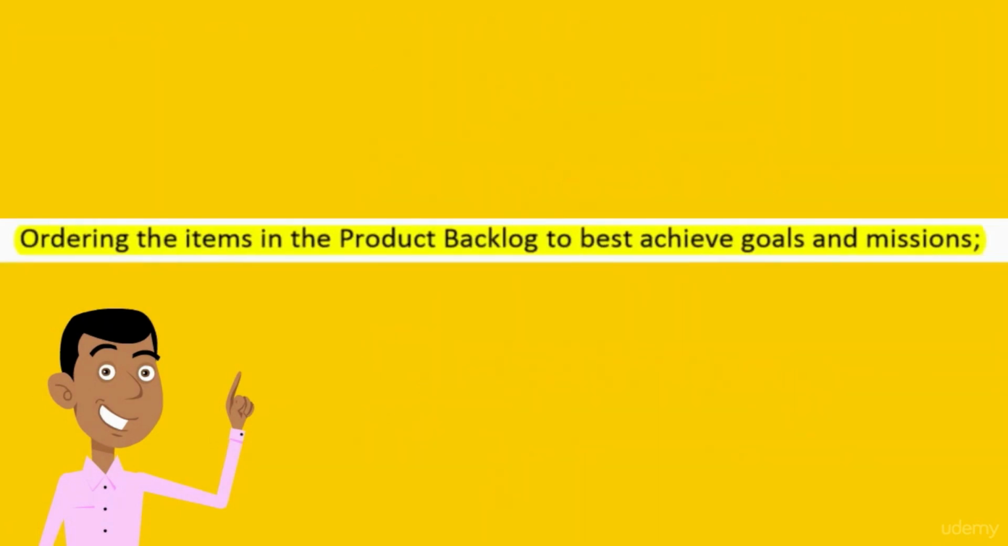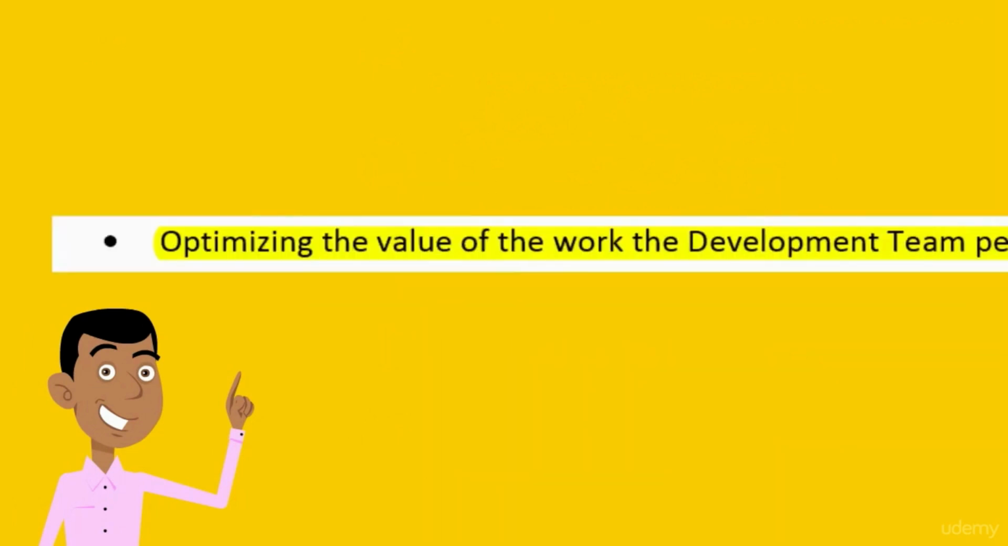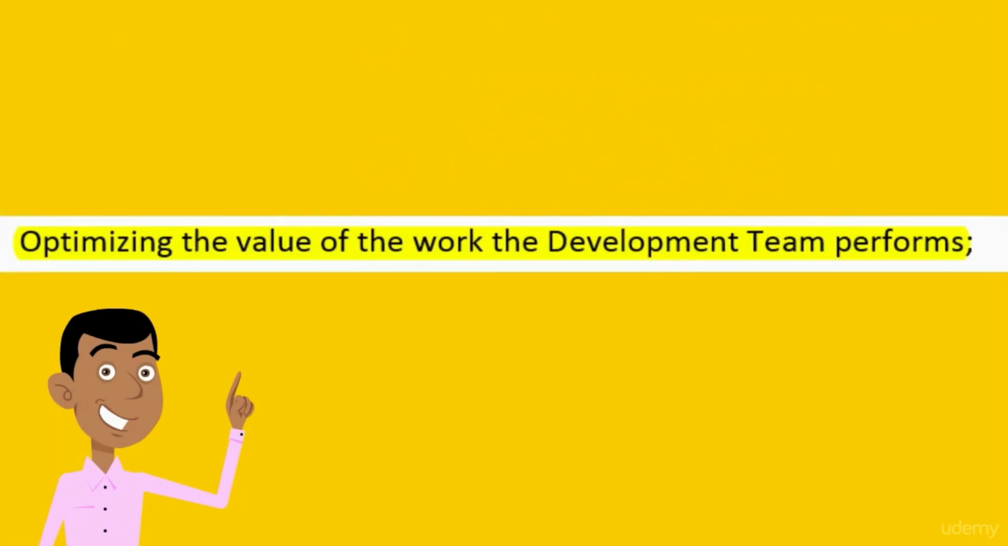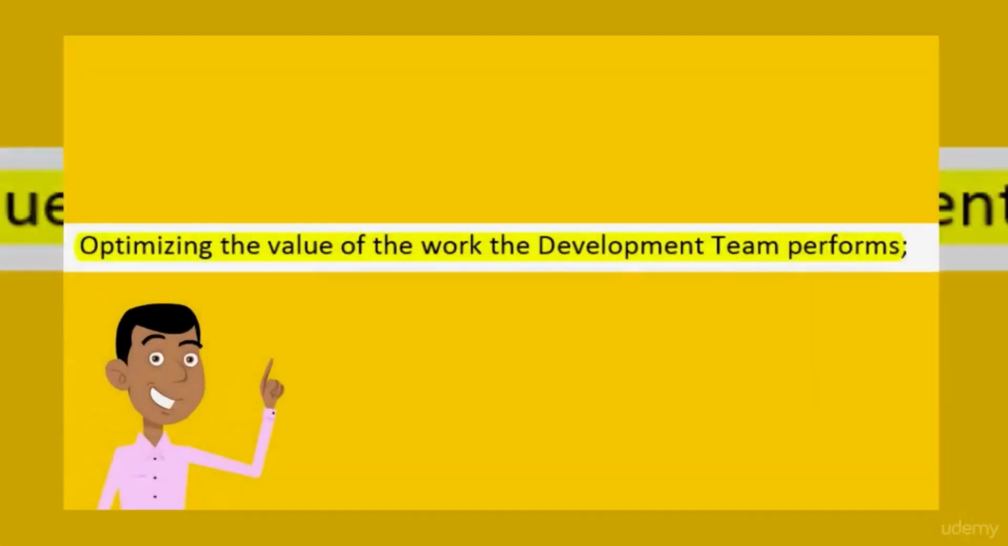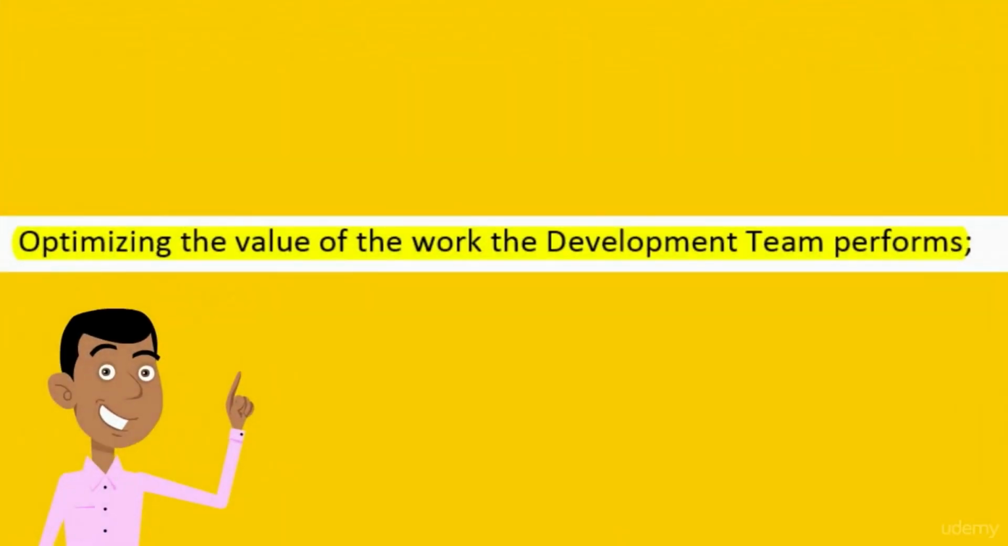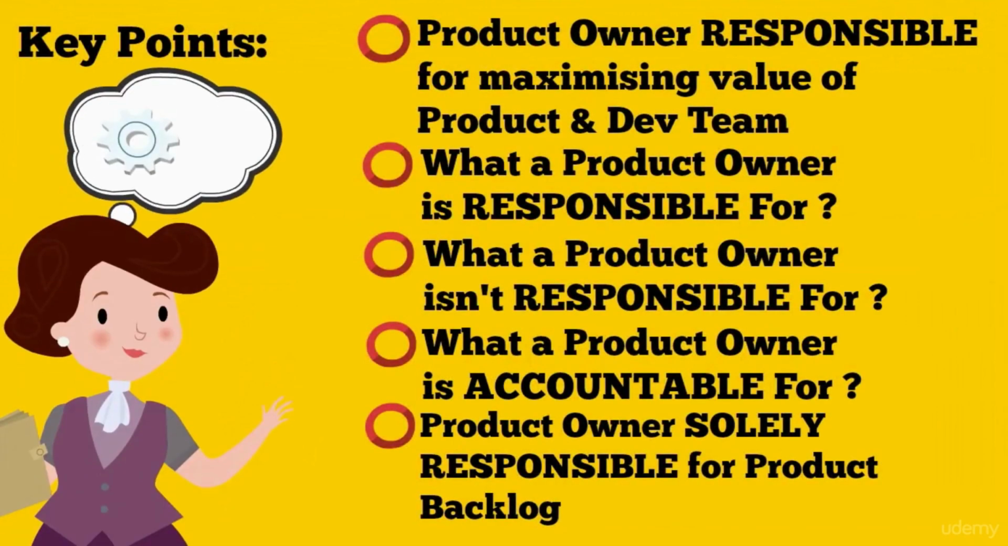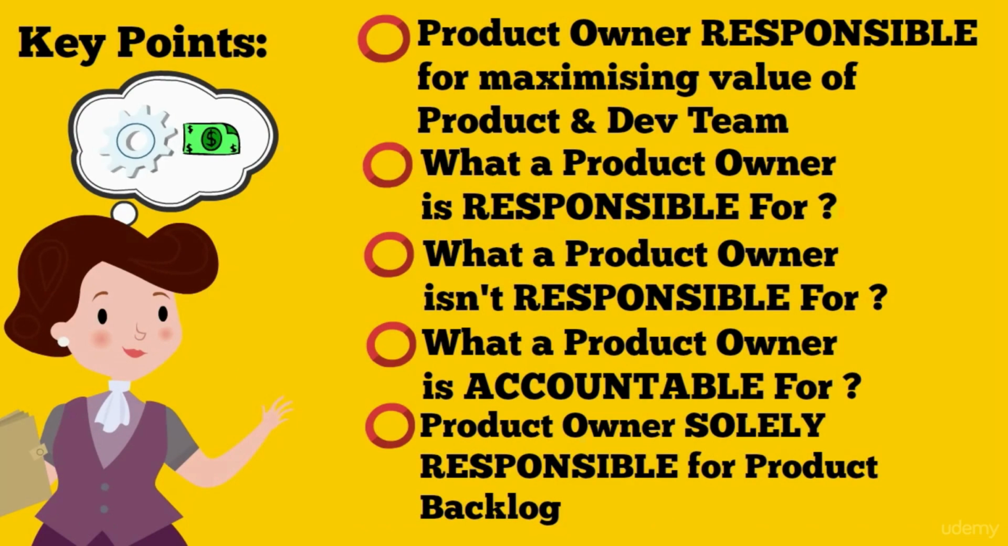Ordering the items in the product backlog to best achieve goals and missions is one of the things that managing the backlog includes, and therefore the product owner is responsible for. And optimizing the value of the work the development team performs is another one. So the product owner is consistently thinking about what are the best things the development team could work on to get the most value out of them. This is something they consistently think about.